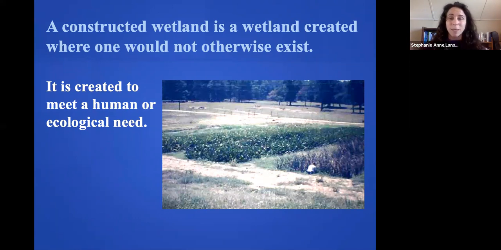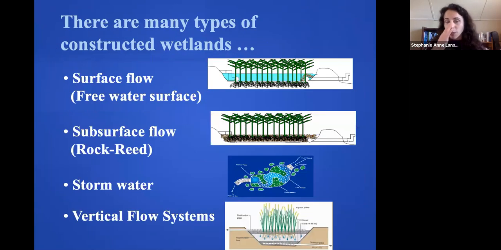It can be used to treat wastewater. It can be used for an ecological function. There's many reasons why you would design a wetland, but it's created to meet some sort of ecological or human need. There's many types of constructed wetlands.